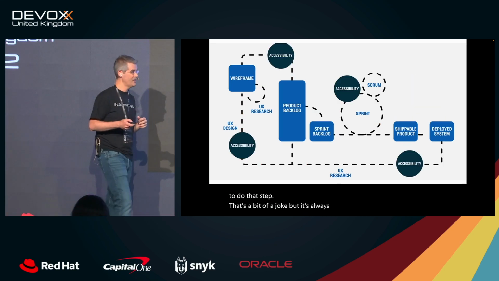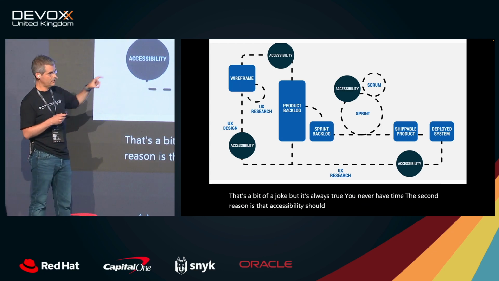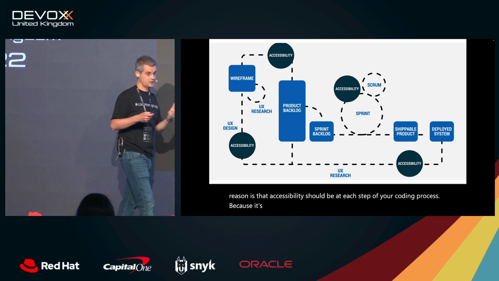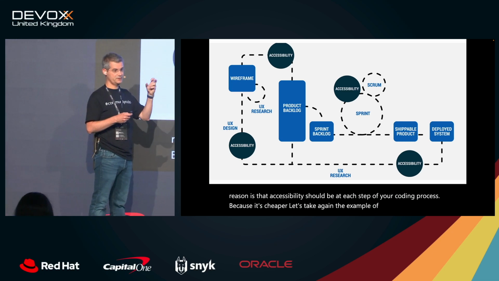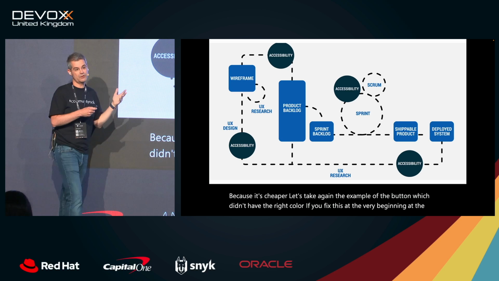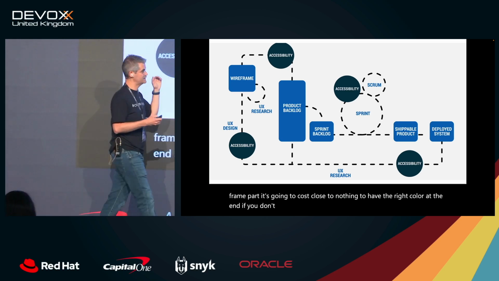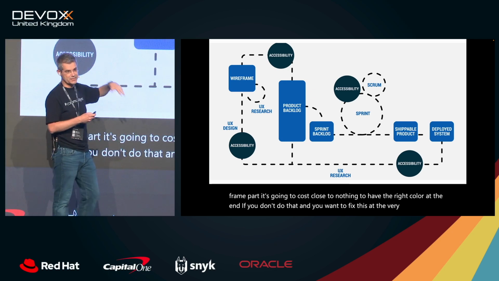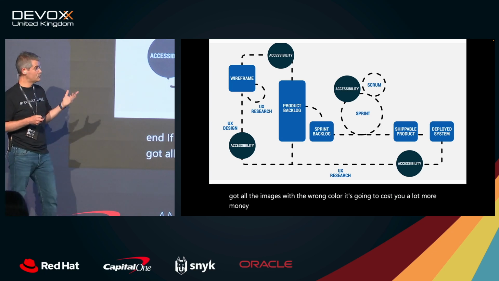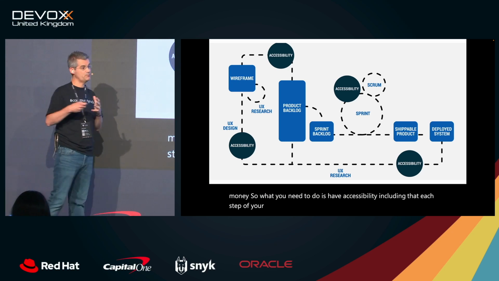We never have time. The second reason is that accessibility should be at each step of your coding process. Because it's cheaper, let's take again the example of the button which didn't have the right color. If you fix this at the very beginning, at the wireframe part, it's going to cost close to nothing to have the right color at the end. If you don't do that, and you want to fix this at the very end, when you've got all the images with the wrong color, it's going to cost you a lot more money. So what you need to do is have accessibility included at each step of your design process, so you create accessible software by default.